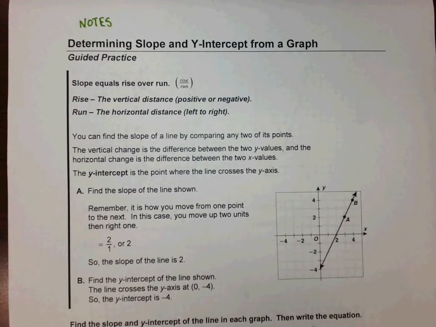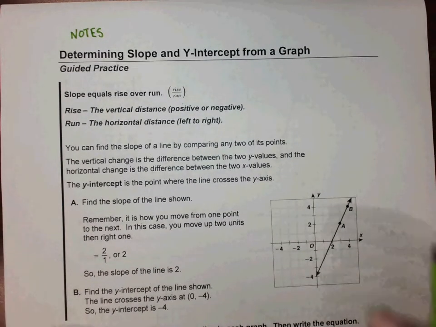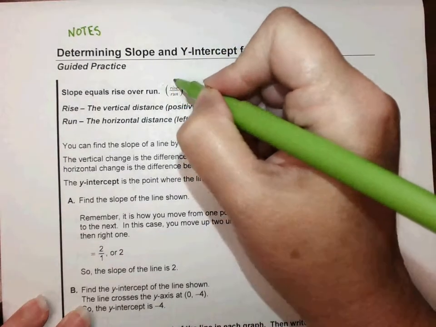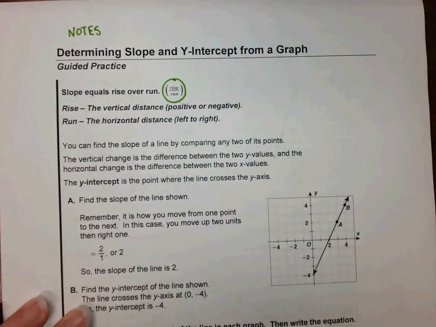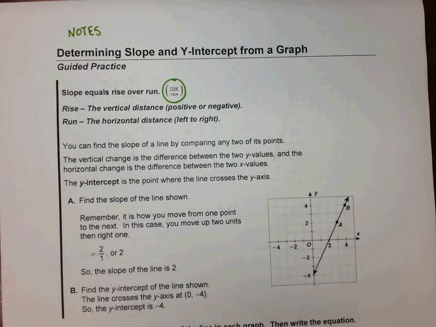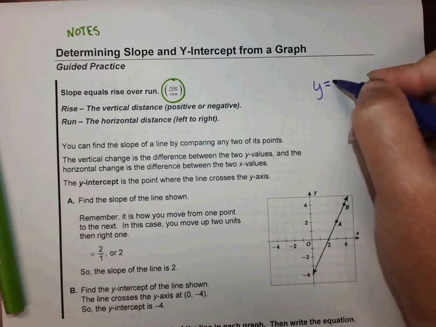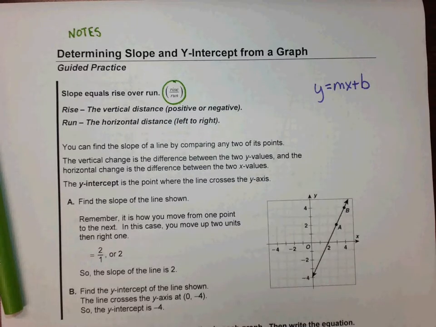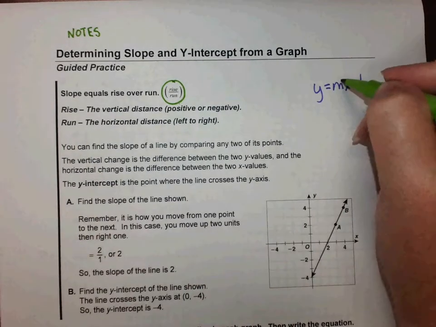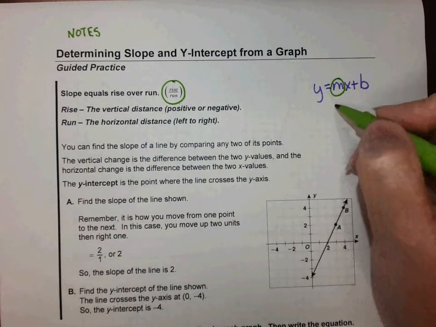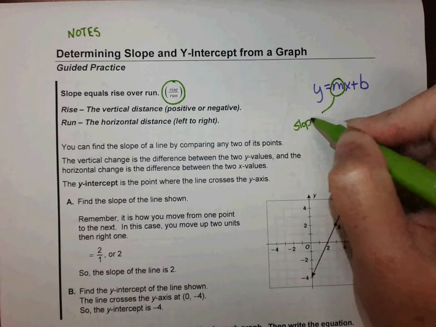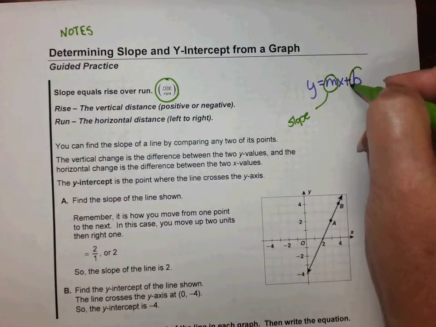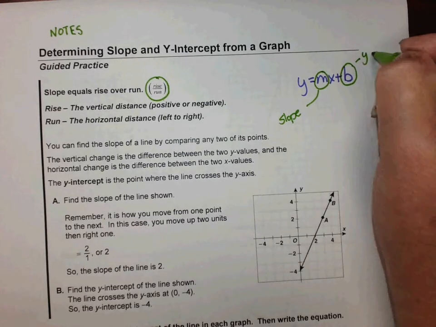Okay, this lesson is over determining the slope and the y-intercept from a graph. We have talked briefly in the past about slope being the rise over the run. We have shown you this format of the slope-intercept formula, and we've talked about how this letter right here, M, represents the slope, and this B represents what we call the y-intercept.